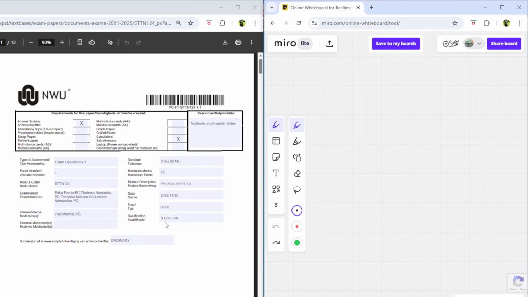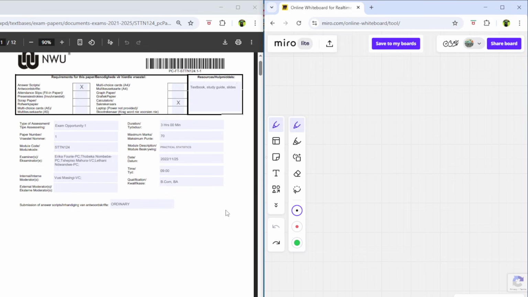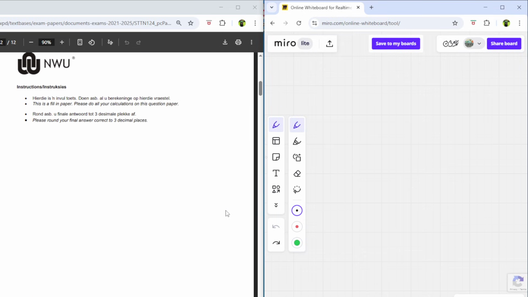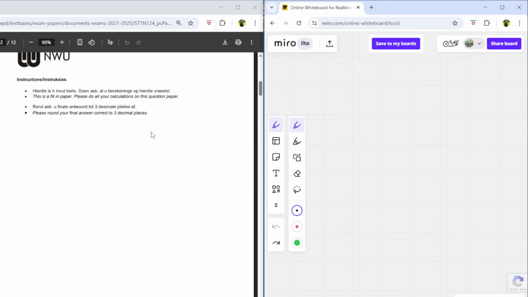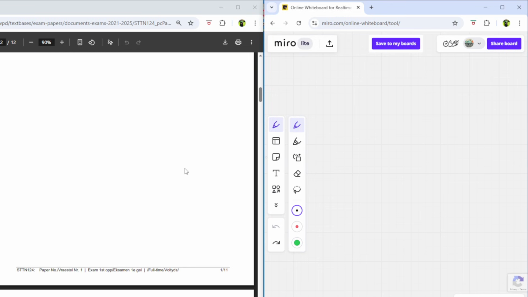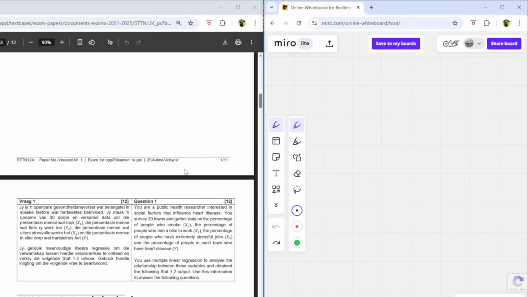Now, on the left here is the question paper, and here is where I'm going to be writing the solutions for those questions. Now, without further ado, let's go right into it. Here are the instructions, so you'll read the instructions. The question paper is going to be similar to this in terms of content. Over the years, they've changed how they set the question papers.